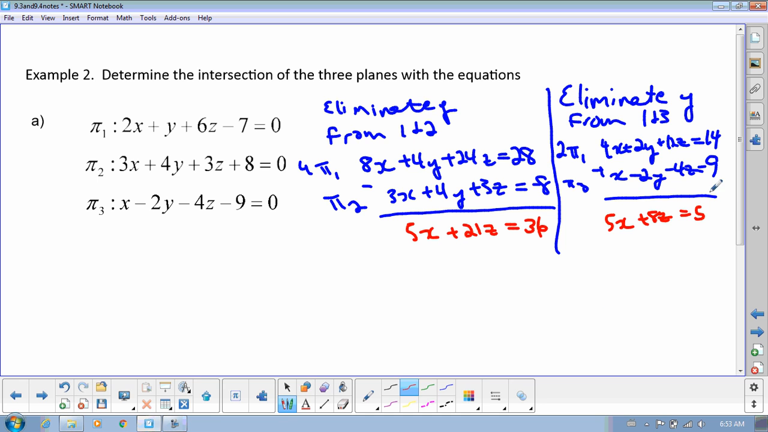And I just made a mistake. So this here, it's not going to be 5 because that's not negative 9. It's just my bad handwriting. This here is going to be 14 plus 9 is 23. So I'm going to call this equation right here equation 4 and this equation 5.